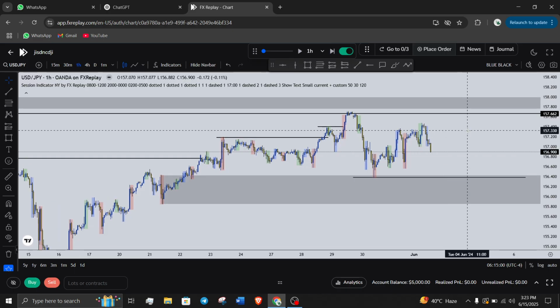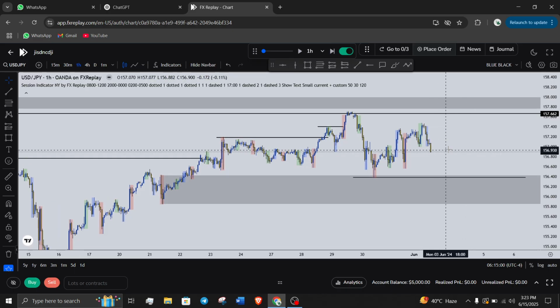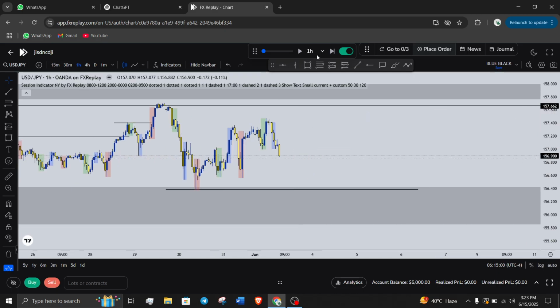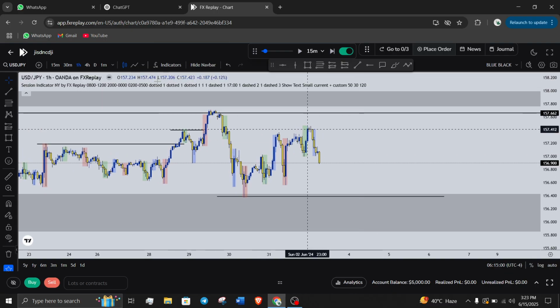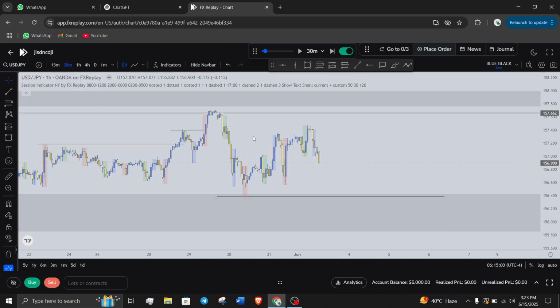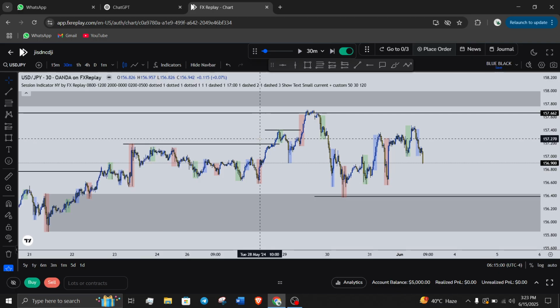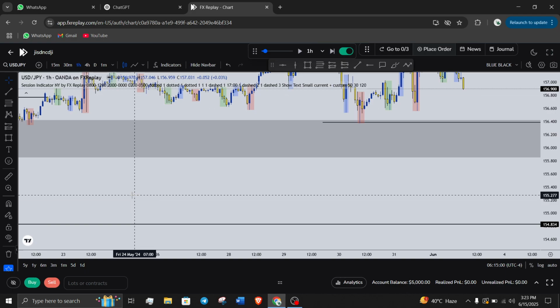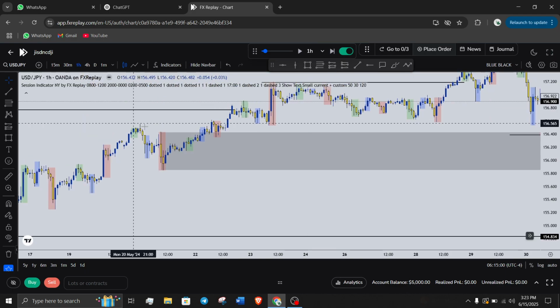So London is over and we are heading towards the NY session. This is the hourly time frame, and I would just like to play the candles on the 15-minute time frame, 1, 2, 3. Maybe 2 is enough. Let's see 30 as well. Let's define our zone even further.